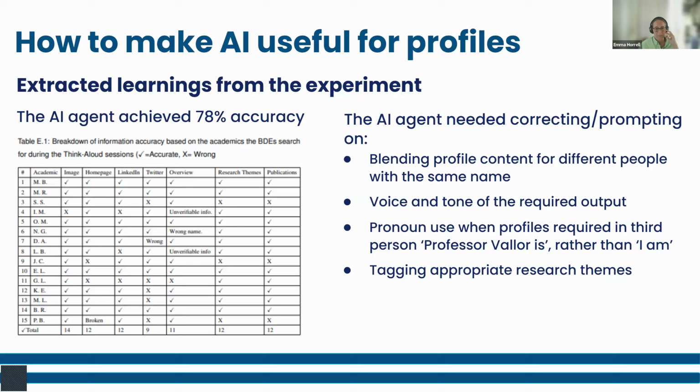And what this study found was the outputs were 78% accurate. I'm sure that the AI will do a much better job now, but some of the errors were things like blending information from multiple people with the same name. Also, the LLM didn't do a terrific job on voice and tone. It especially needed help with pronouns. If it was desirable to write in the third person rather than the first person, it needed to be told when to say she, her, or they, them, or he and him. And it also made mistakes with research themes which weren't fully defined.